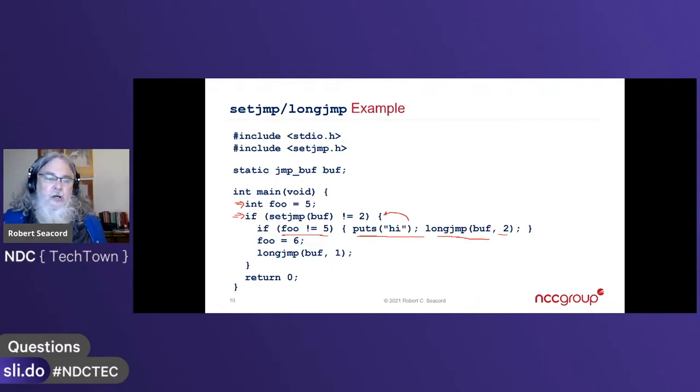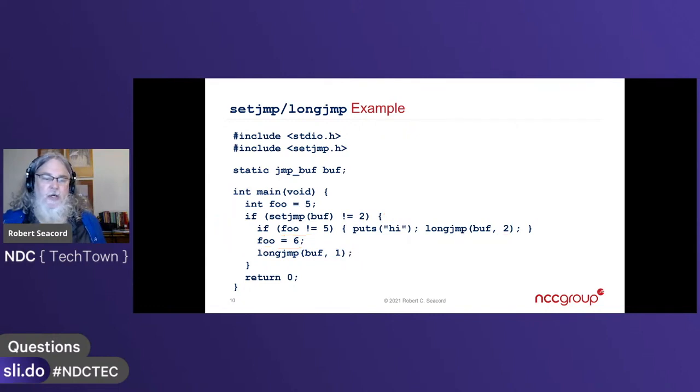And so after this line, we set foo to 6, and then we long jump back here again, but with a value 1. So this isn't going to terminate. It's going to continue through the loop. And so what should happen is that, on the first iteration of the loop, foo is not 5. So we continue executing. We set foo to 6. We jump back, and now foo is 6. It's not 5. So we'll print out high, long jump back to here, and this time we'll exit the loop.